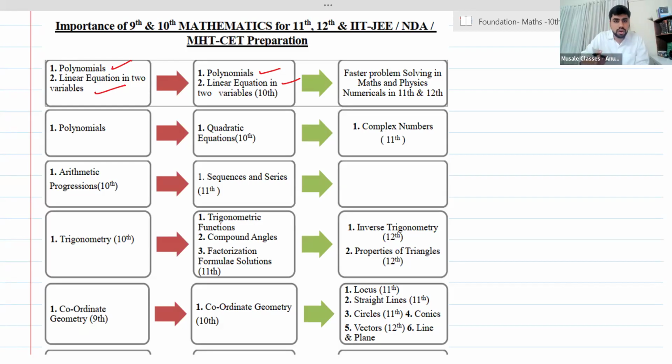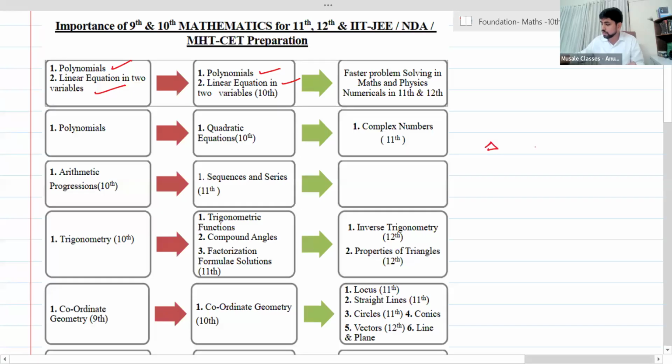And I'm sure you all have completed quadratic equations now. In quadratic equations, you have this concept called discriminant, so delta. This can be greater than zero, equal to zero, or less than zero. And you've studied that this part is not taught to us, that is, the roots are imaginary.